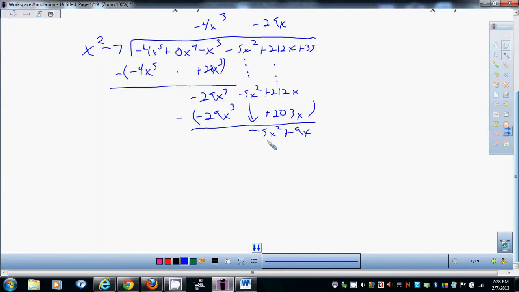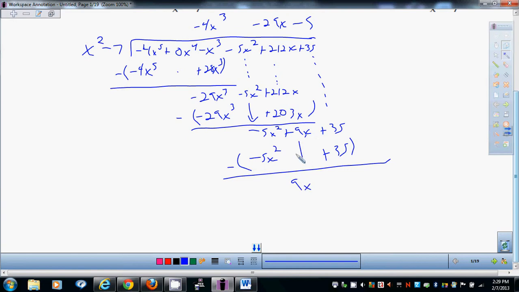Negative 5x squared divided by x squared is minus 5. Multiply that back through. Negative 5x squared plus 35 minus parentheses. The plus 35 is also going to come down here. Cancel, cancel. The 9x is going to drop straight through. 35 minus 35 cancels. So 9x is your remainder. So plus 9x over x squared minus 7.